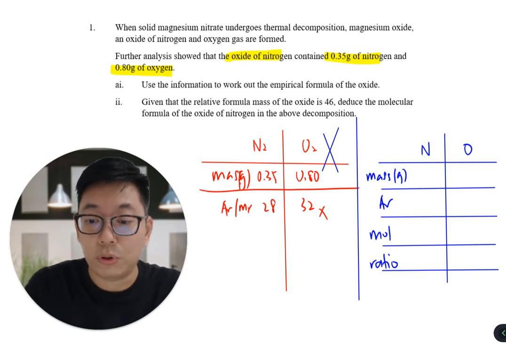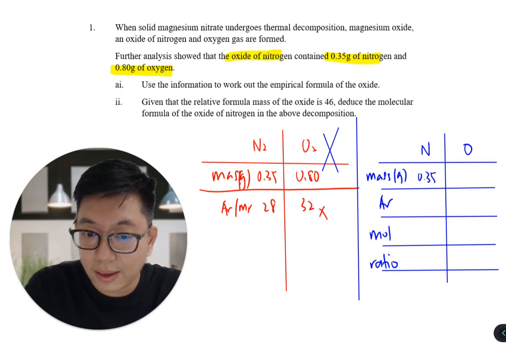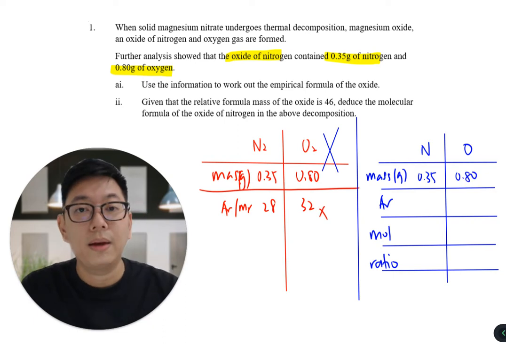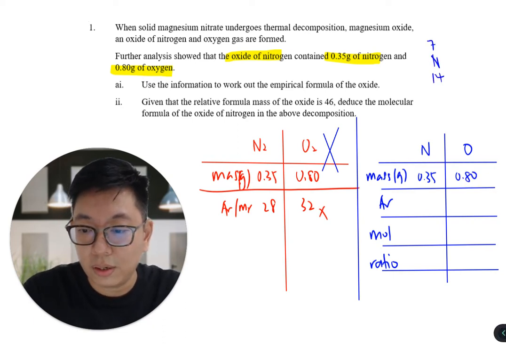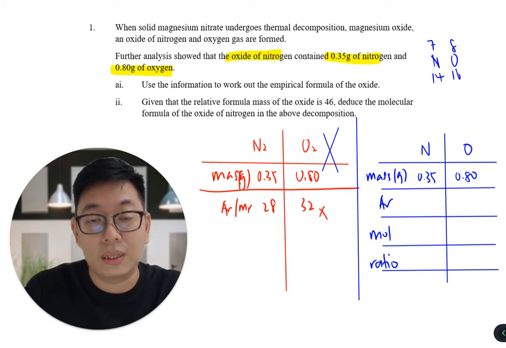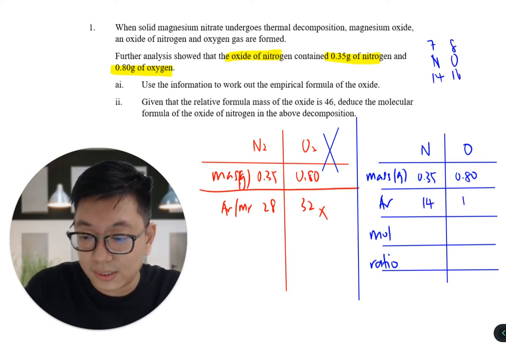Okay, mass is given in the question, 0.35 and 0.8. AR, you can get the values in the periodic table. Nitrogen is 14 and oxygen is 16. We take the number below, yeah? So it's 14 and 16.